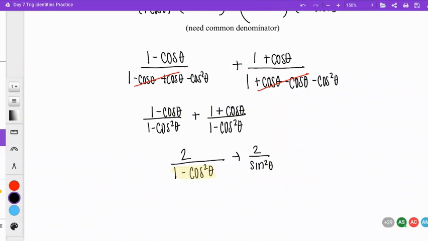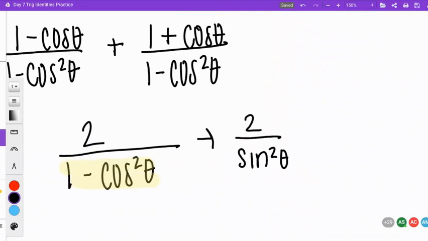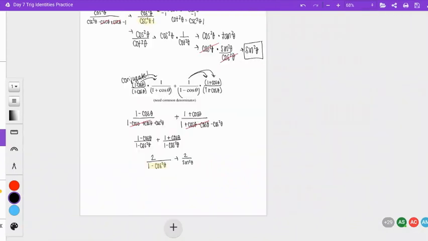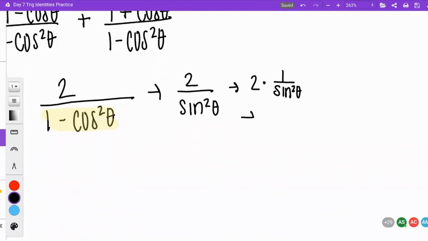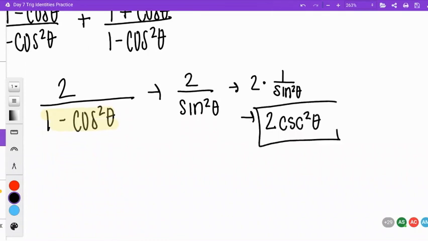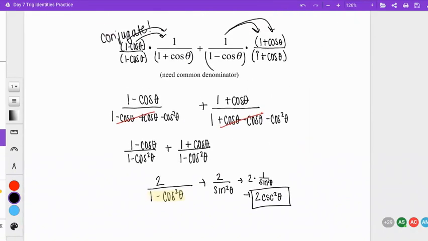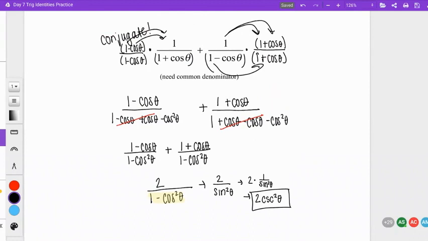And remember, yes, we want our final answer as one final term, but we really don't ever want to leave our answer as a fraction. So we can simplify this a little bit further and say that this is 2 times 1 over sine squared. And we know 1 over sine squared is cosecant squared. So this really is 2 times cosecant squared of theta, and that is our final simplification. So again, needing common denominators is a huge piece of adding fractions, and that does not go away when we deal with trig identities.